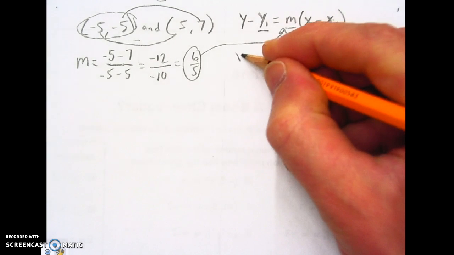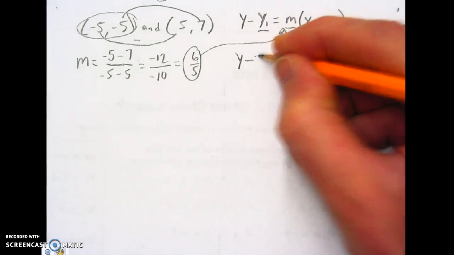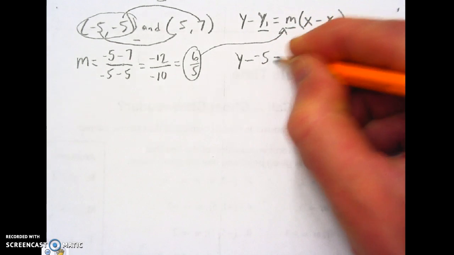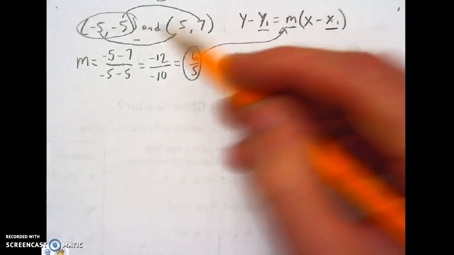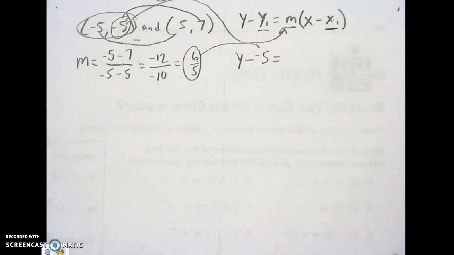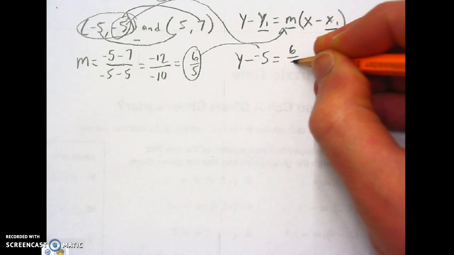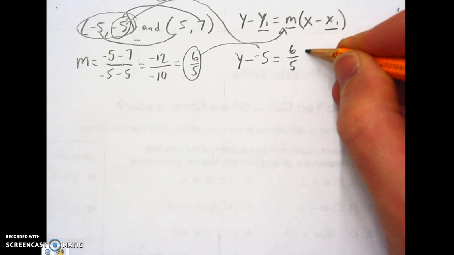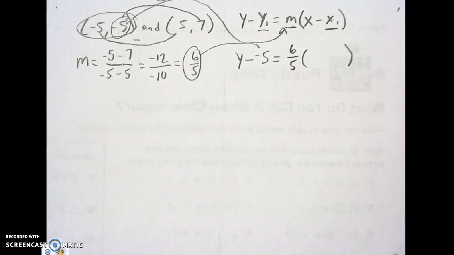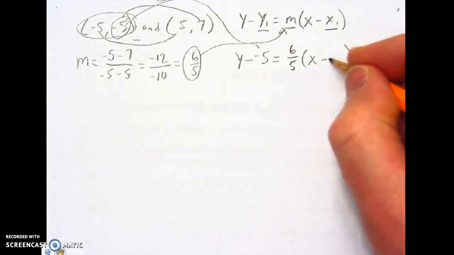So I'm going to have y minus a negative 5 equals, this negative 5 is where I plugged that in from. That's where I got that. And then equals my slope, which is 6 over 5, parentheses, x minus, and then my x value is negative 5, negative 5.